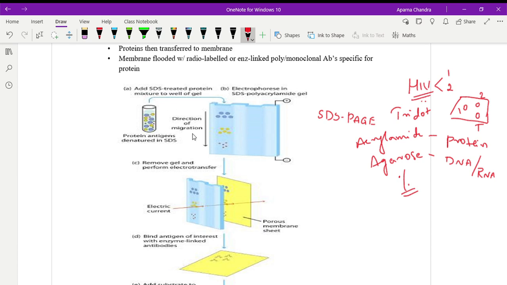Now, coming to why we are using SDS, sodium dodecyl sulfate. Sodium dodecyl sulfate is nothing but a detergent that will denature the protein into polypeptides. So that is the reason why we use SDS lysis.